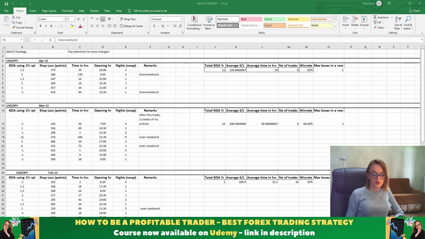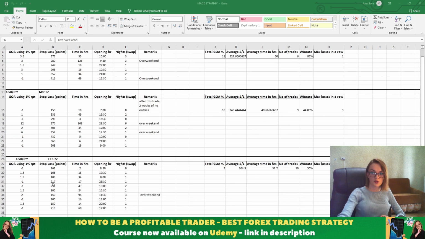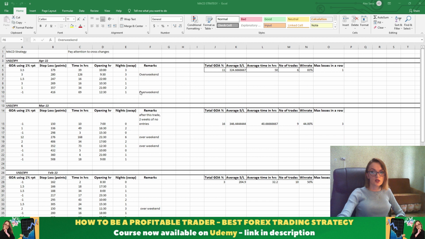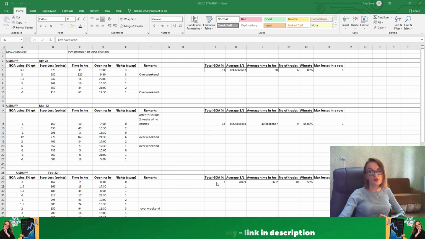Alright, so first of all I would like to mention that this kind of backtesting really helped me to understand what to expect from this strategy. What we have here are the results of the USD JPY for April, March, February and January 2022, and you will see here that every single month has different results.